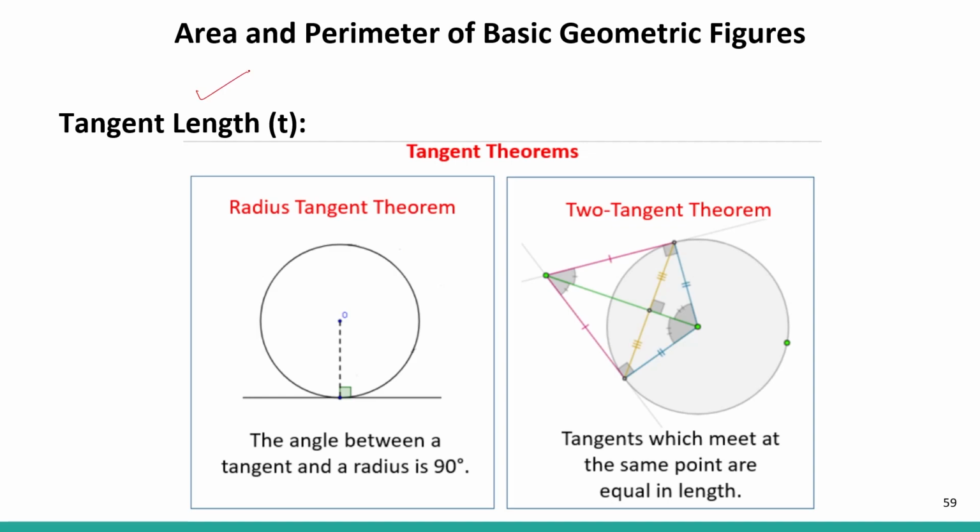So let's see what tangent length is. Okay, the radius tangent theorem: the angle between a tangent and radius is always 90 degrees. And what is the two tangent theorem? If we draw two tangents from the same external point to a circle, then they are equal in length. So this length and this length will always be the same.